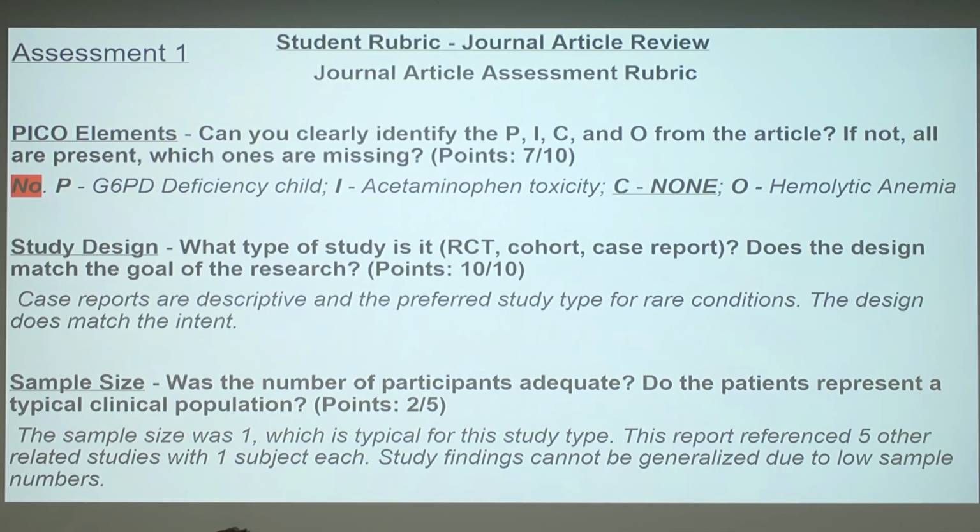But again, your scoring is less important. I want to see what you write for your explanations. So, you could give it 0 if you don't think it meets, if it's not generalizable to a clinical population, but I want to know why you feel the way you feel. That's the most important. Does that make sense? All right.